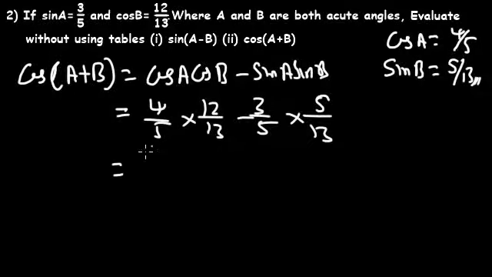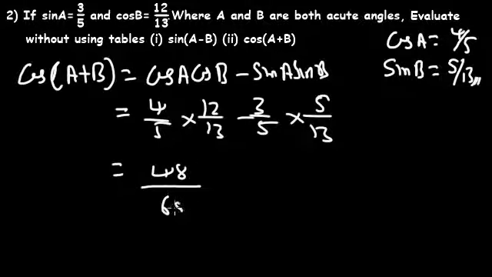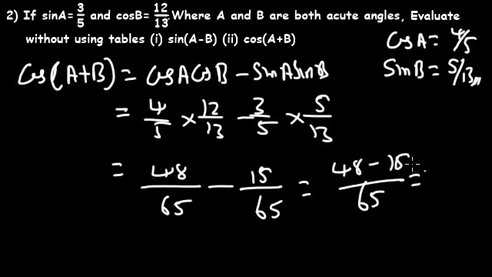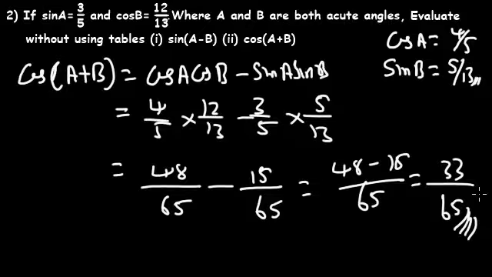We multiply again 4 times 12 gives us 48, divided by 5 times 13 gives us 65. The minus 3 times 5 is 15, divided by 5 times 13 is 65. So let's find the LCM, which is 65. Then we just subtract the numerators, 48 minus 15. 48 minus 15 will give us 33, and we have our final answer for the cosine of A plus B.